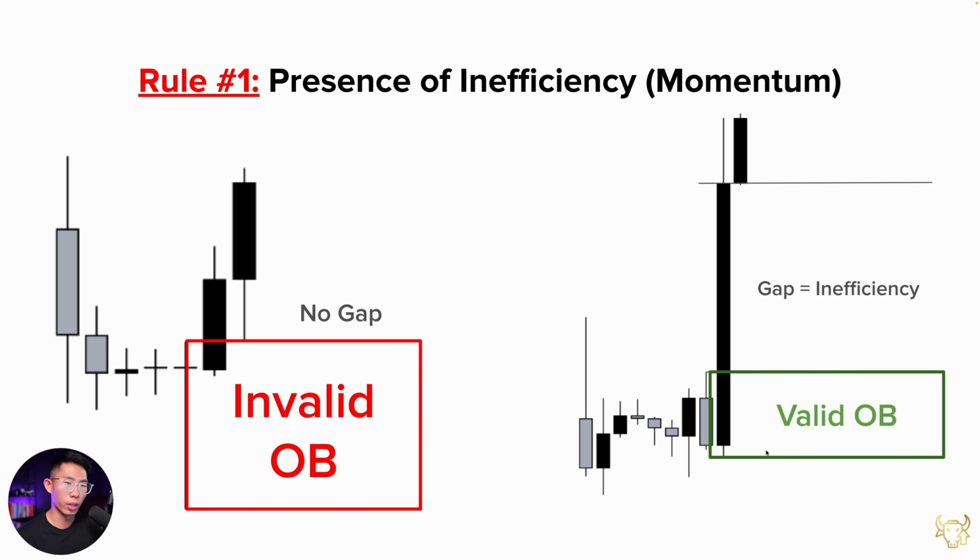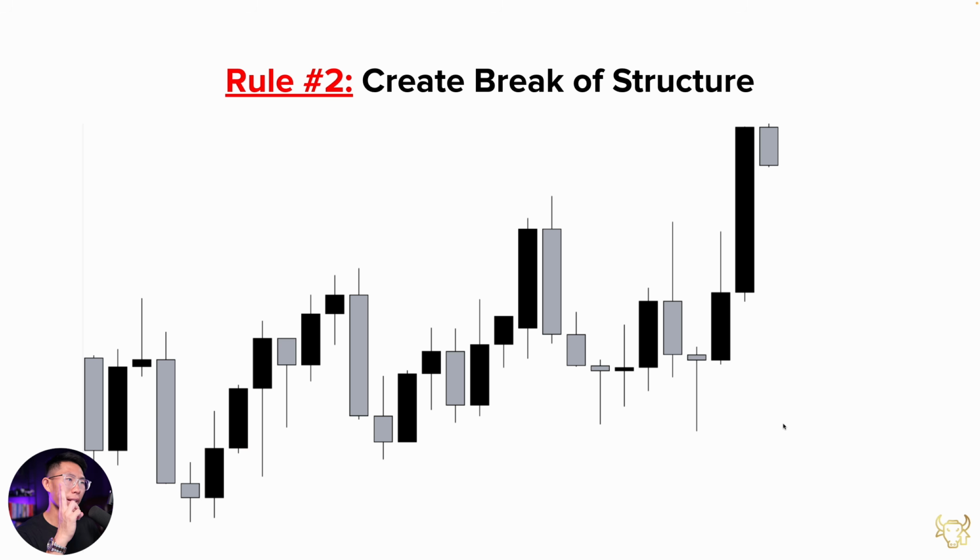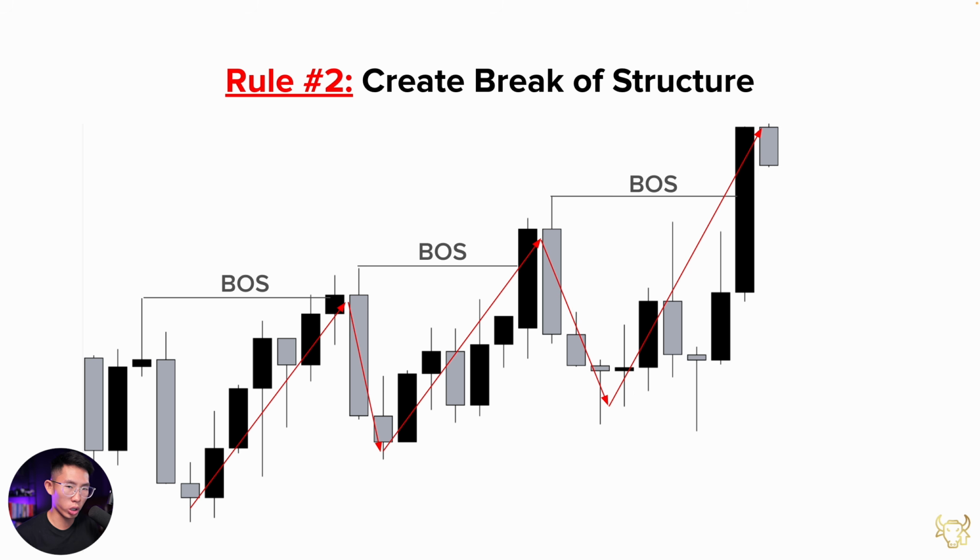Now the second rule is that it must create a break of structure. What does it mean to have a break of structure? We know that in an uptrend, price will never go up in a straight line. Price has to go up, retrace a little bit, go up, retrace a little bit, go up, and retrace a little bit, creating what we call the higher highs and higher lows. And in this case, when price is creating higher highs and higher lows, it will also create a break of structure.